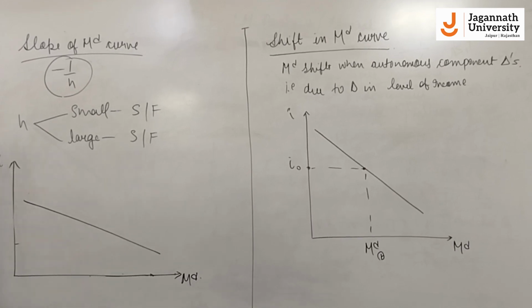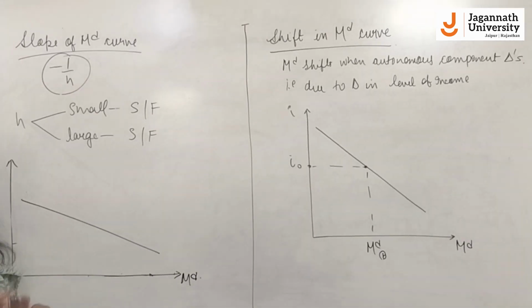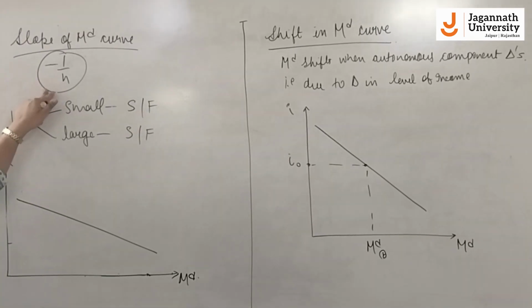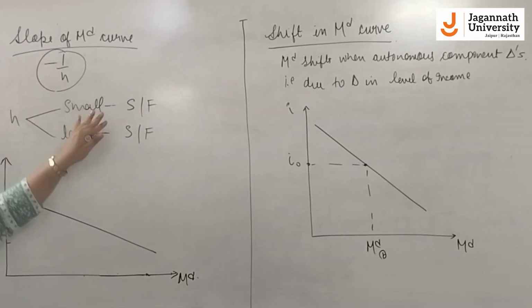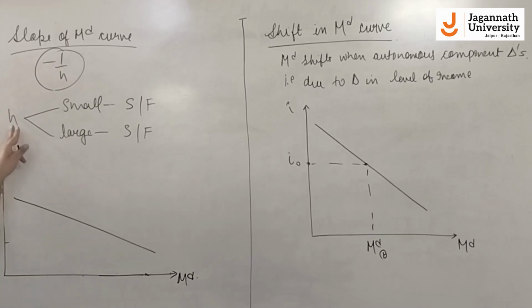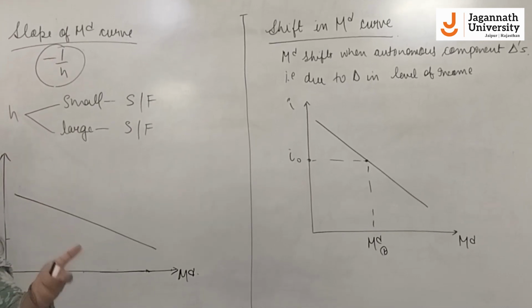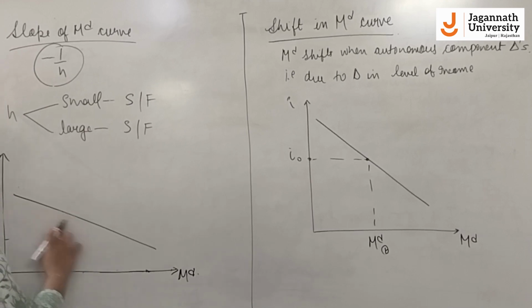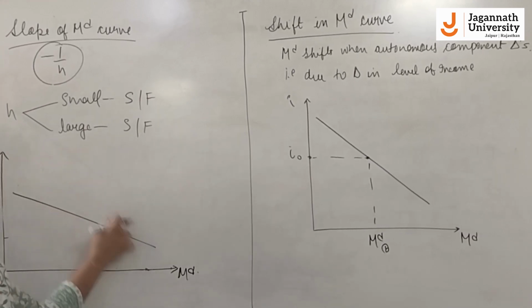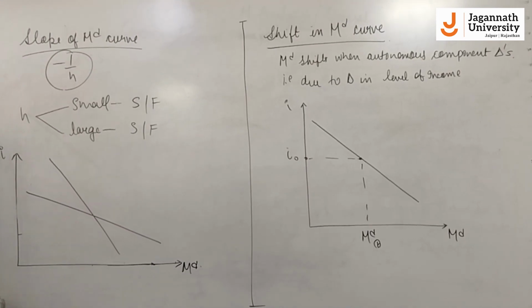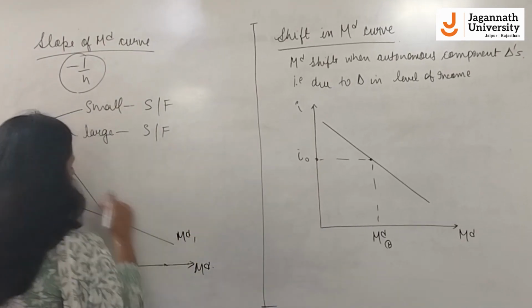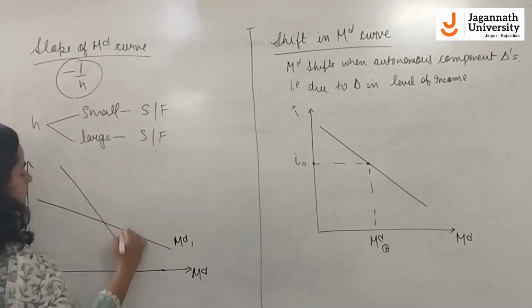Whether the curve will be steeper or flatter depends upon the slope of that curve. What is the slope? This is the slope, minus 1 by H. So the factor responsible is H, which is the responsiveness of money demand to the interest rate. Let me take two curves. I have drawn a steeper curve, a flatter curve, and now I am drawing a more steeper curve. Let me call the flatter curve MD1 and the steeper curve MD2.